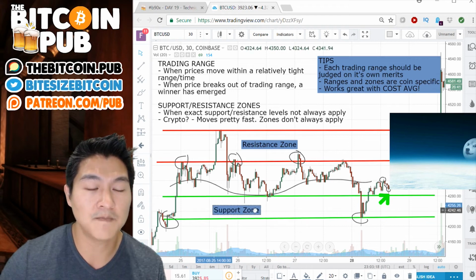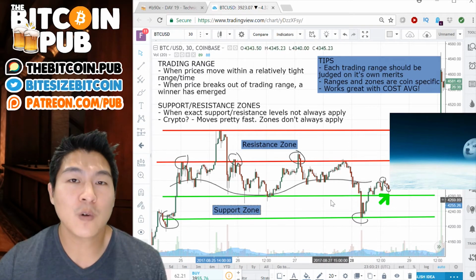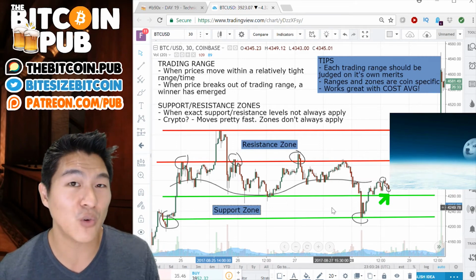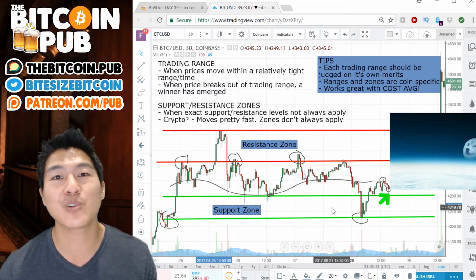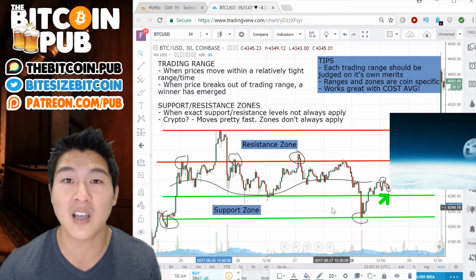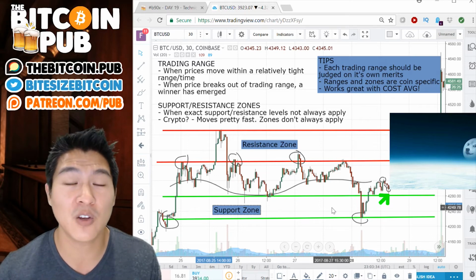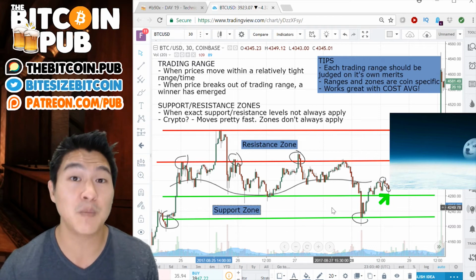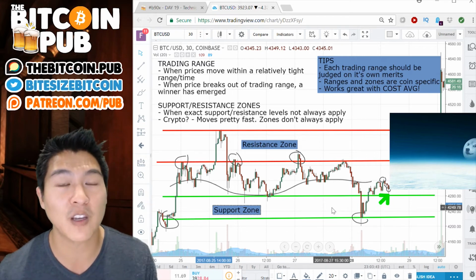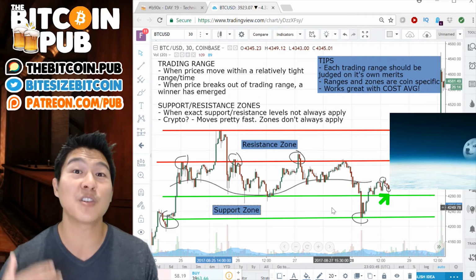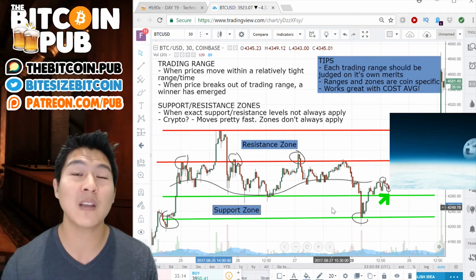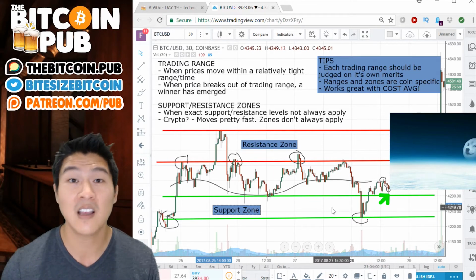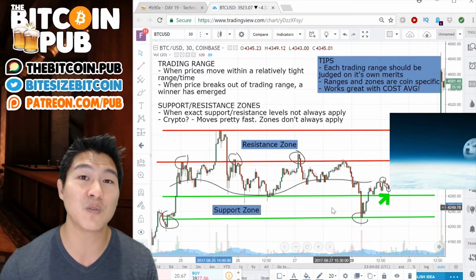Perfect. Support zones and resistance zones are great when the exact support and resistance levels don't always apply. Now, in crypto, it's pretty easy to find these support and resistance lines. However, sometimes it's nice to make zones. Why is that? The reason is because crypto moves so fast. Because it moves so fast in this market, zones are great places to understand where to find entry points. Support and resistance zones, as well as lines, are not an exact science, especially with crypto, because it moves so fast.